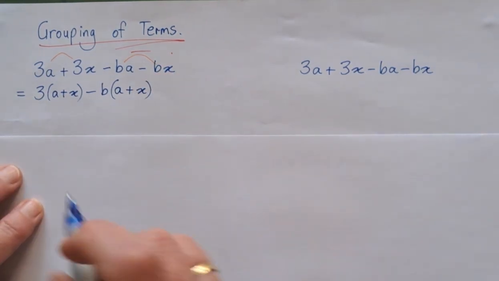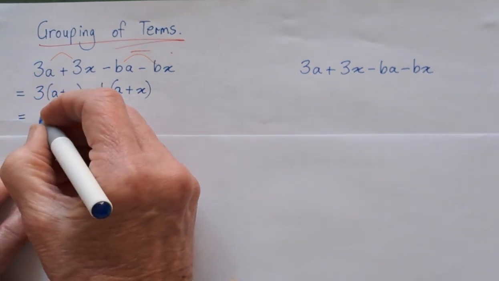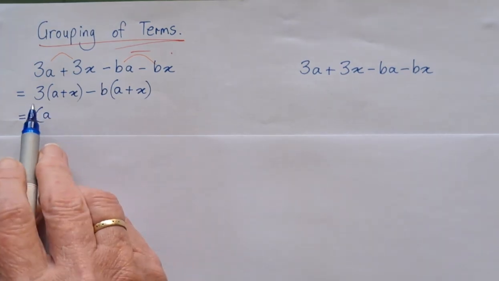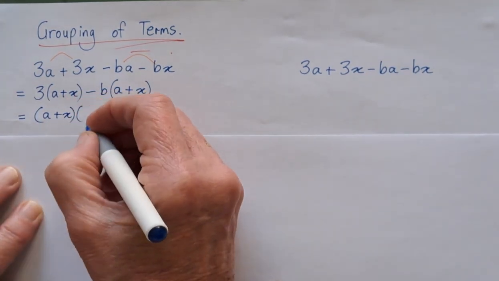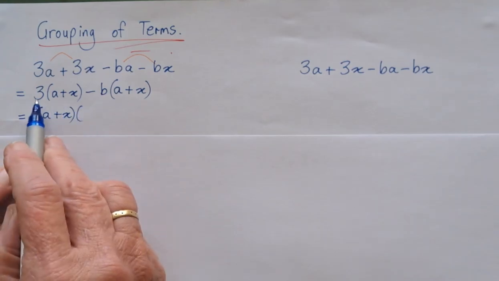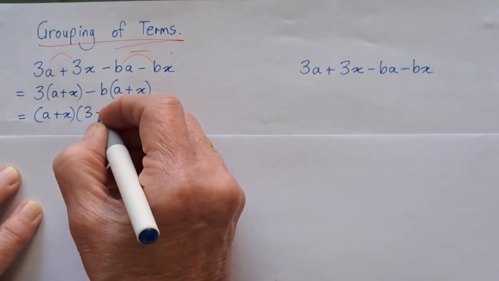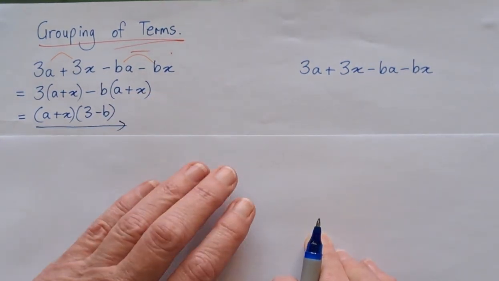So I do have the same brackets now in my two separate terms. I'm taking out the common bracket. Now it's looking just like episode 2. That's kind of where episode 2 started. And then what do I have left over from the first term? 3, and from the second term, minus b. And that is the answer for that in factorized form.